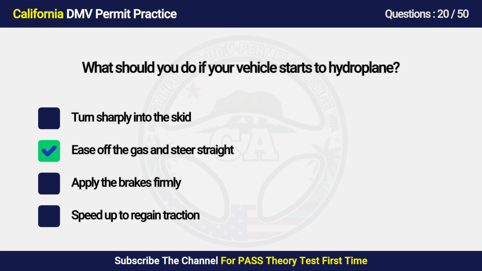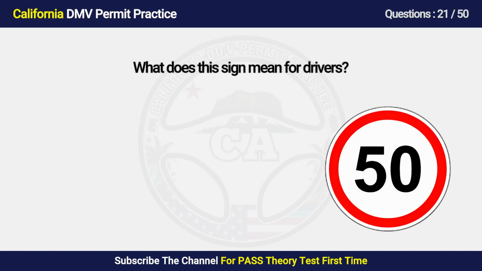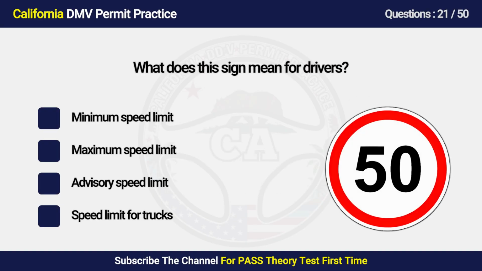Answer is B. Ease off the gas and steer straight. If your vehicle starts to hydroplane, ease your foot off the accelerator, keep the steering wheel straight, and avoid braking. Allow the vehicle to slow down naturally until tires regain traction. Question 21. What does this sign mean for drivers? A. Minimum speed limit. B. Maximum speed limit. C. Advisory speed limit. D. Speed limit for trucks.